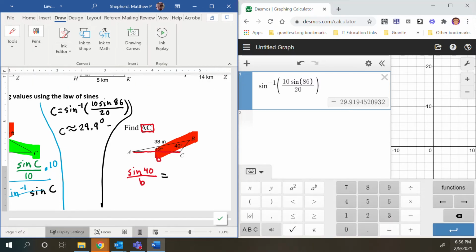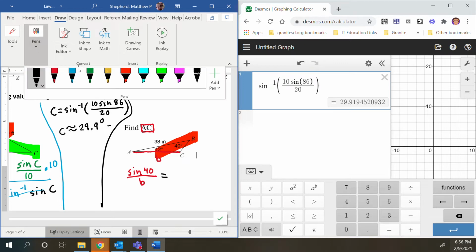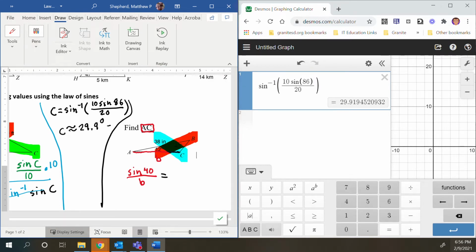Next, I need to find some other relationship I can do. Well, I'm given this side of 38, and in fact, that's the only side I'm given. So I definitely need to work with that. Trouble is, working with that 38, I don't know what angle C is yet. So let's take a quick look. We do notice that we're given B and A.